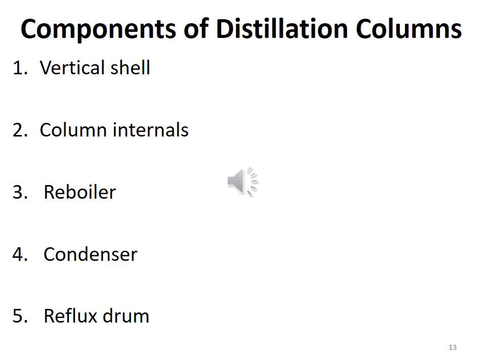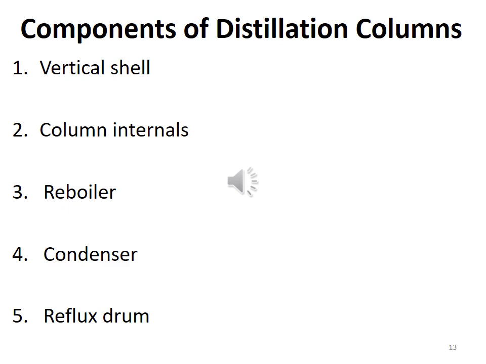The fourth component is a condenser, which is used to cool down the vapors which are coming from the mixture. This vapor will carry a higher energy, and when they strike with the condenser, their energy will be lowered down and they will come back into the liquid state. This is the phenomenon which is performed by the condenser.